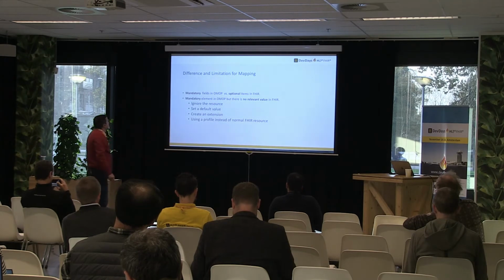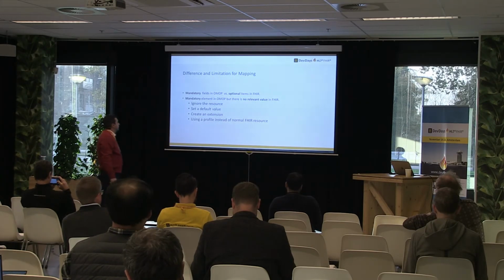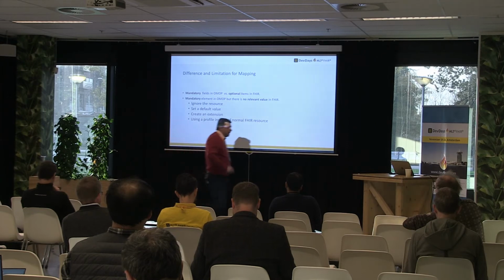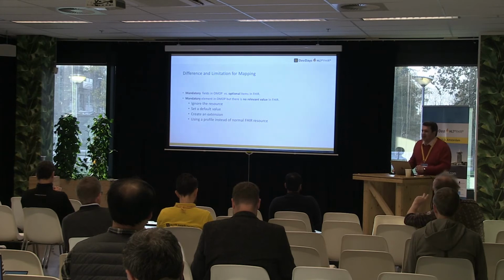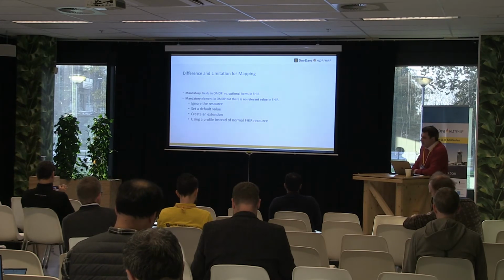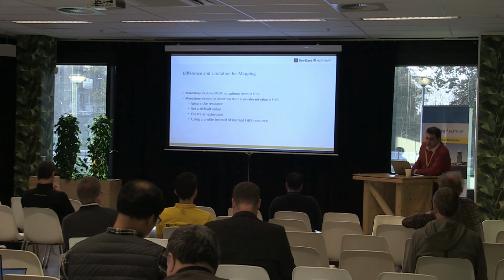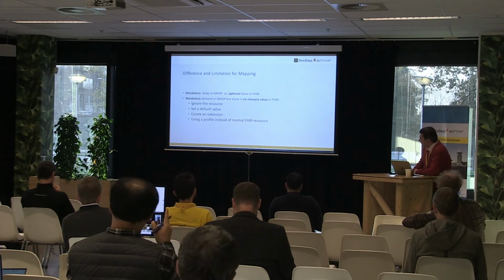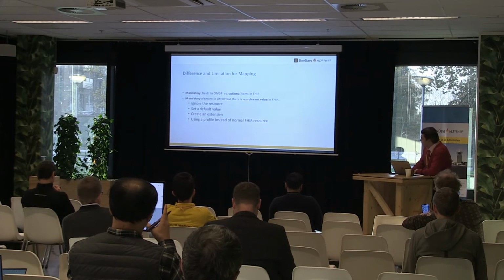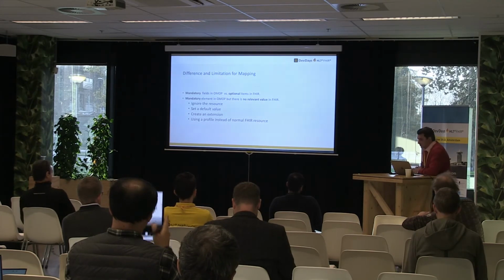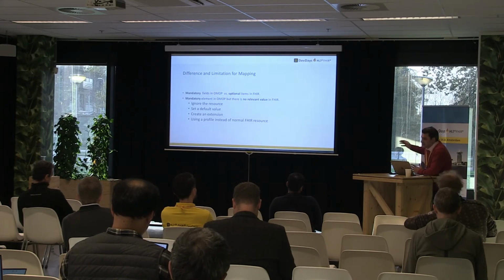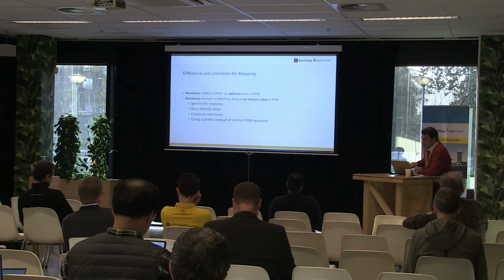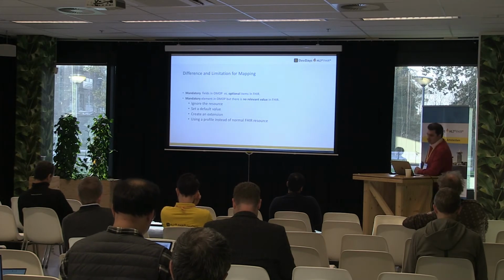Let me move on to differences and limitations of mapping. During this mapping, we had a lot of problems, a lot of limitations. We have to make decisions for these limitations. For example, the first one: some fields in OMOP are mandatory, but the relevant items in FHIR are optional. They are not mandatory.